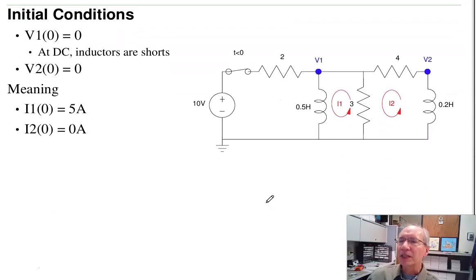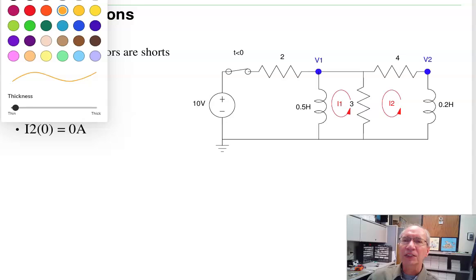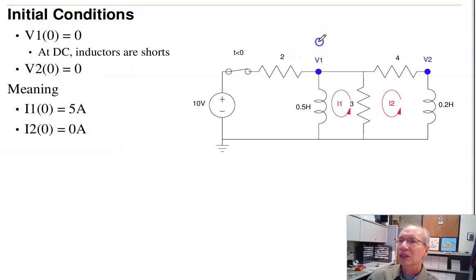How do you calculate that? Well, to do that, let's find the initial condition. For t less than 0, the switch is closed. V1 equals 0. This is DC analysis. Impedance of inductors is j omega L, omega is 0. This is 0 ohms at DC. So V1 equals 0 for t less than 0. V2 is 0.